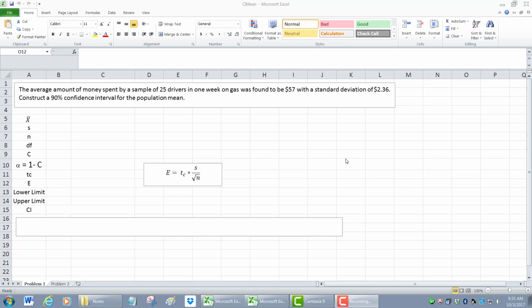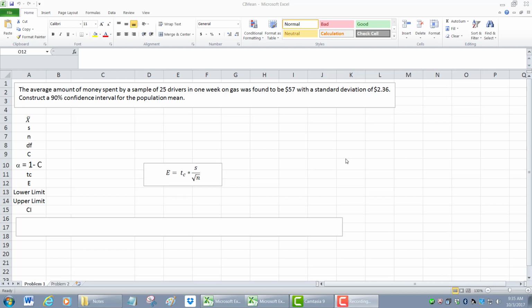Today we're going to look at two confidence interval calculations. The first one goes like this. The average amount of money spent by a sample of 25 drivers in 1 week on gas was found to be $57, with a standard deviation of $2.36. Construct a 90% confidence interval for the population mean.